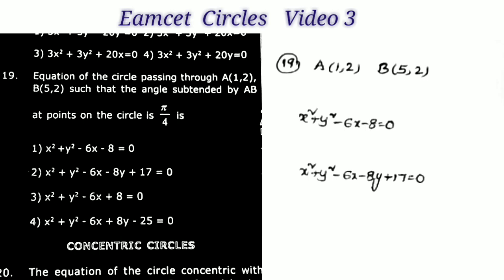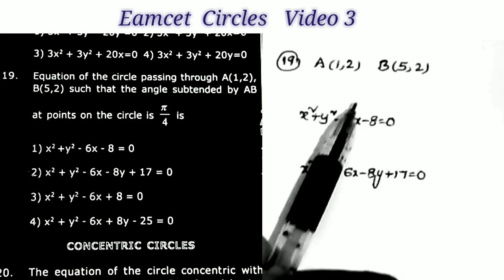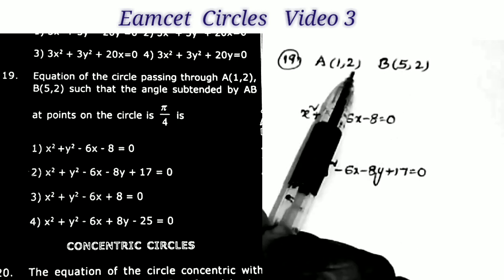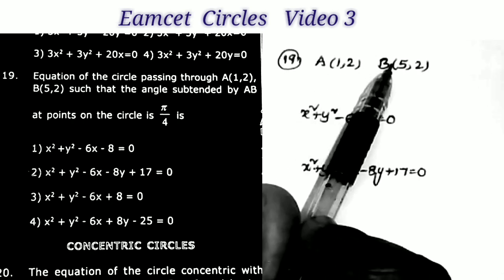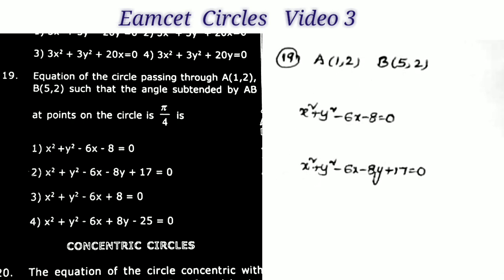Equation of the circle passing through the points A(1, 2), B(5, 2) such that the angle subtended by AB at the points on the circle is pi by 4 is. Okay, what is the question? We want the equation of the circle passing through the given points. So what is the procedure? Just to do the verification to get the answer.